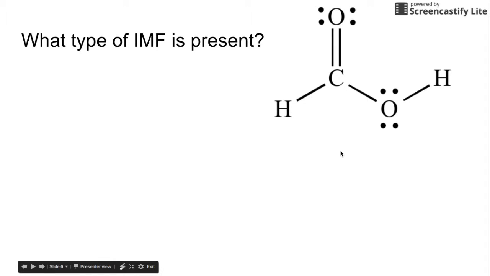And if we look at the type of bonding that we have here, we notice that we've got some oxygens, so definitely some polarity going on, but we do have a hydrogen directly bonded to this oxygen, and that is going to make this be able to undergo hydrogen bonding with other molecules. So we do have hydrogen bonding going on here, and so when you see that COOH, you are going to have hydrogen bonding. That can happen.